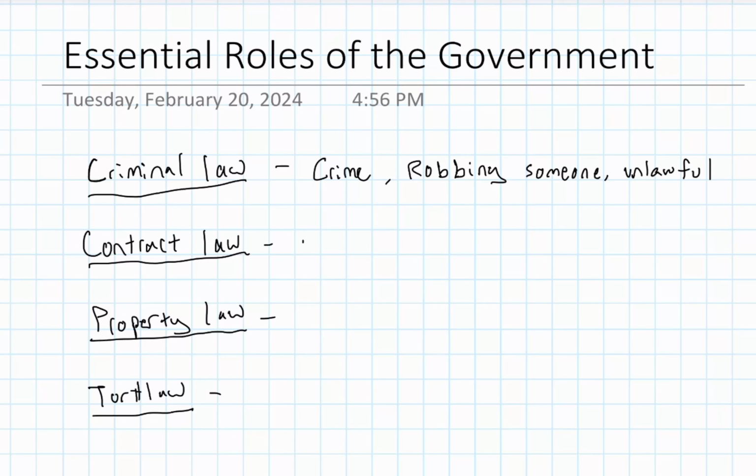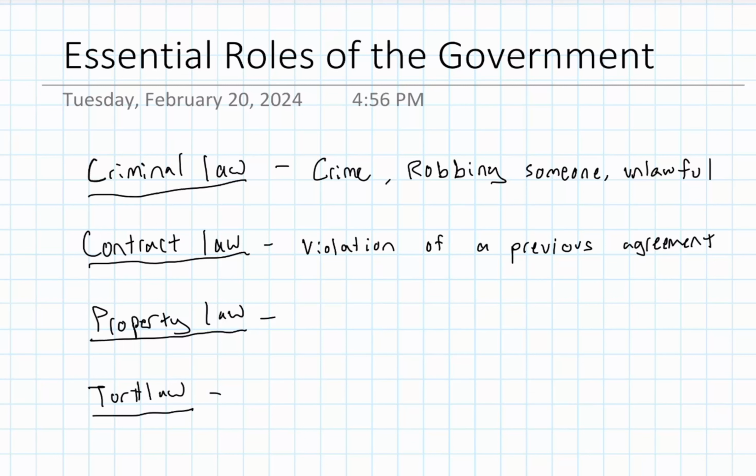Contract law is violation of a previous agreement. So if we both agree on something, the contract makes sure that whatever you promised actually ends up happening. So that way you don't promise something and then you just violate that. So for example, if you promised to give me a tortilla and I promise to give you my left shoe, if I give you my left shoe, it makes sure you give me my tortilla.